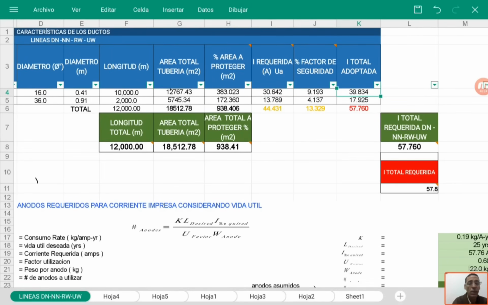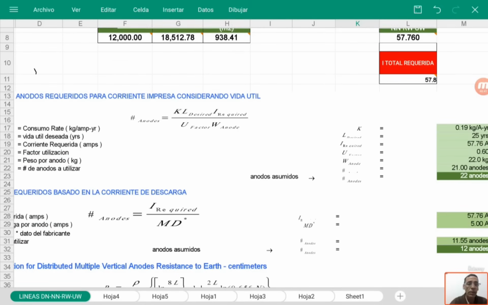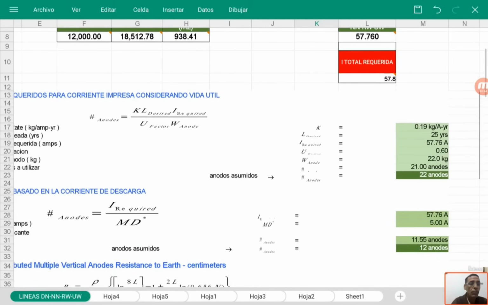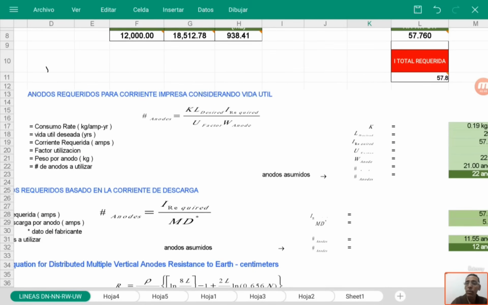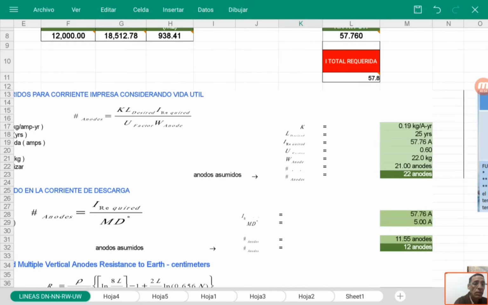In this case, we kept our surface area at 1% of the required current. We set 80 mils, so what do we need? For these two pipes, we need a total current of 57 amperes. Now, let's look at these values. If I calculate the required amount based on the service life of this current, 57.8, which is this one here, it gives me a total of 22 years.